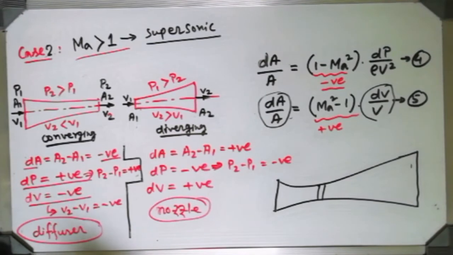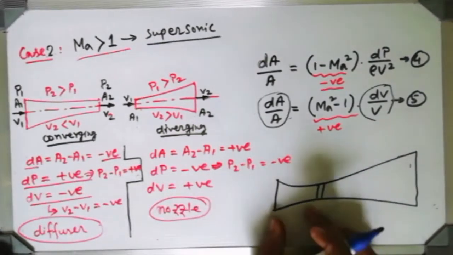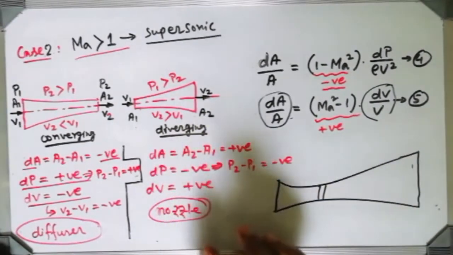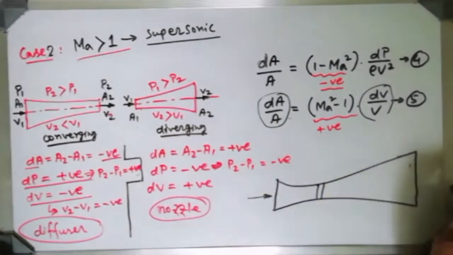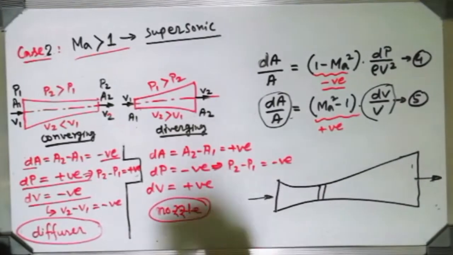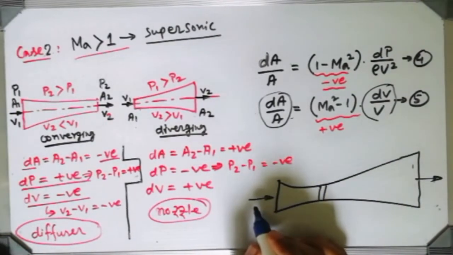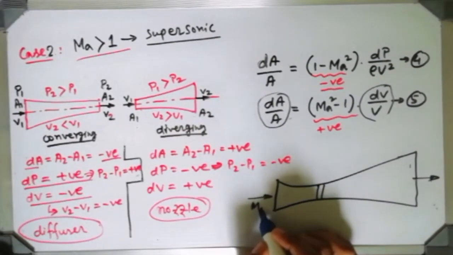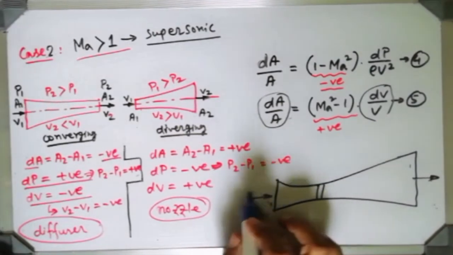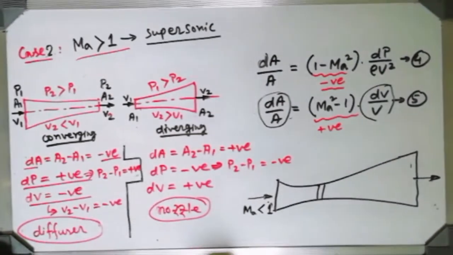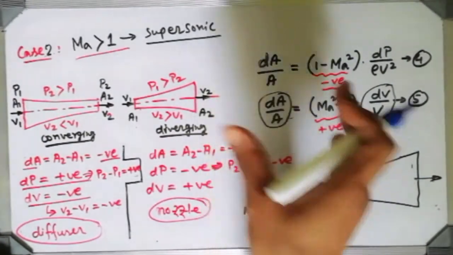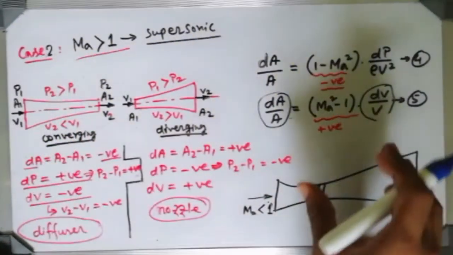Okay, now this part, obviously consider the fluid coming to this inlet side; this is the outlet side. Consider the Mach number of the fluid coming from there, it is obviously less than 1. Mach number is less than 1 on the incoming side. Okay, now whatever I have done, just consider all those things over here.